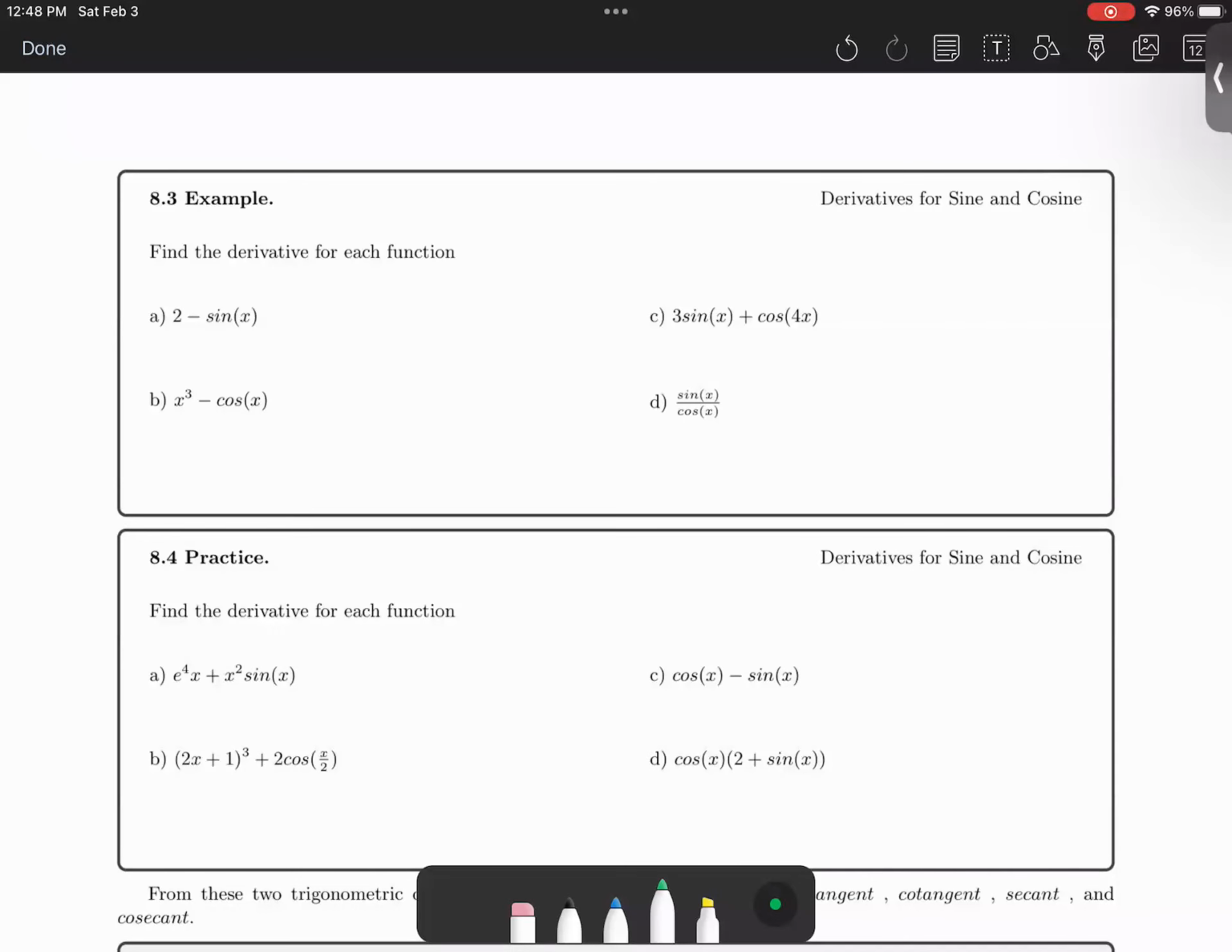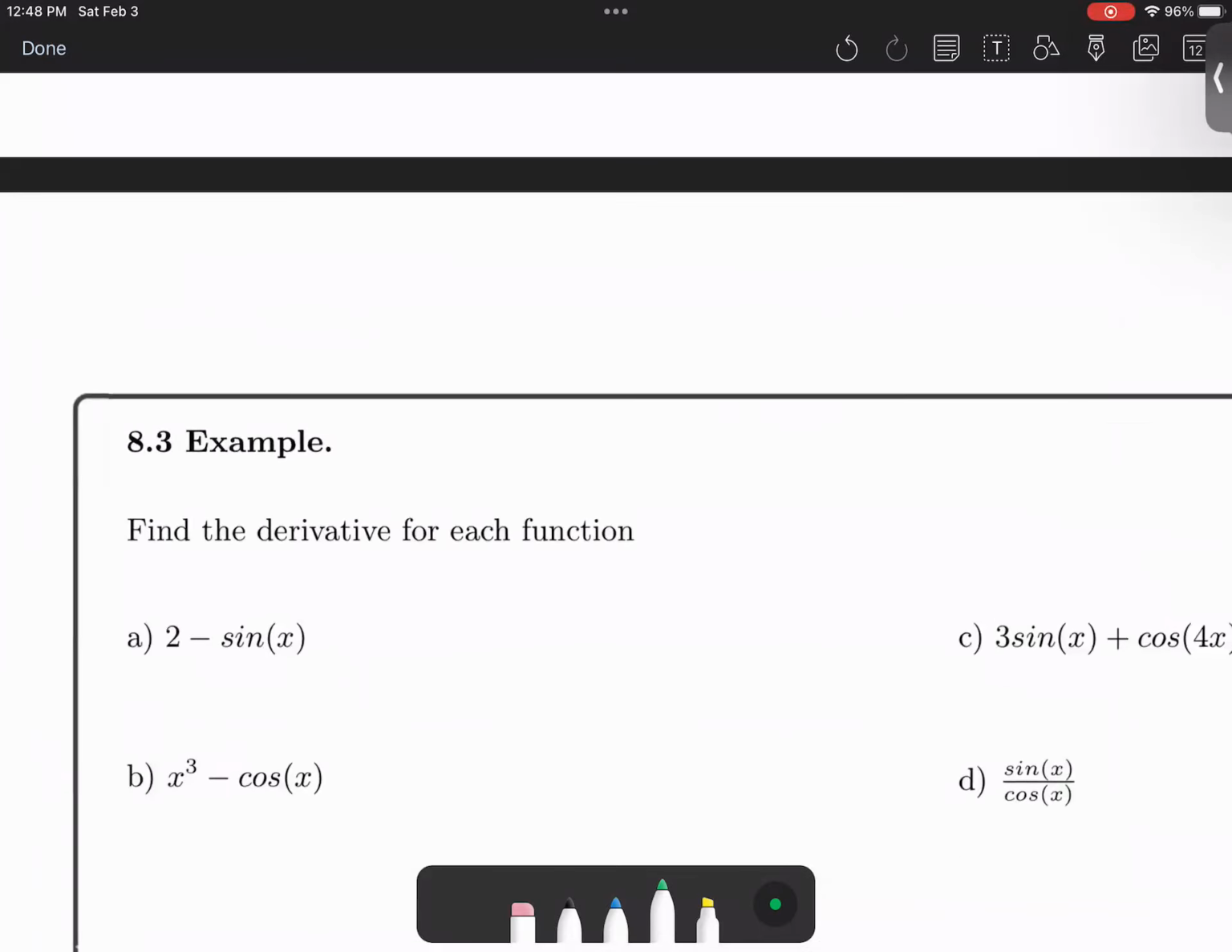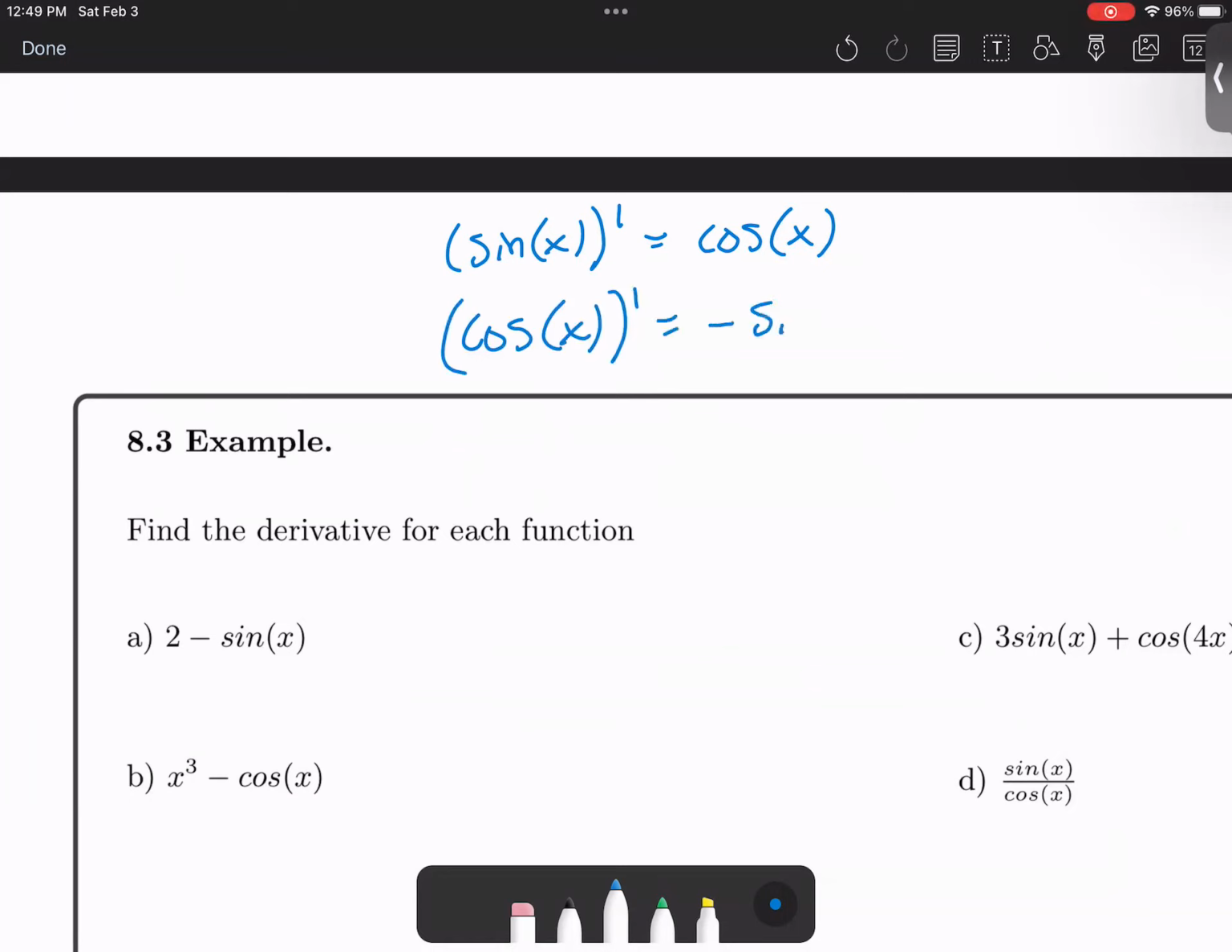8.3 is going to walk us through how to differentiate sine and cosine. So from the work that we've seen above, if we have the sine function and we differentiate it, we get the cosine function. If we have the cosine function and we differentiate it, we get the negative of the sine function. So just remember, sines go to cosines, and cosines don't quite go back to sines, they go to negative sines.